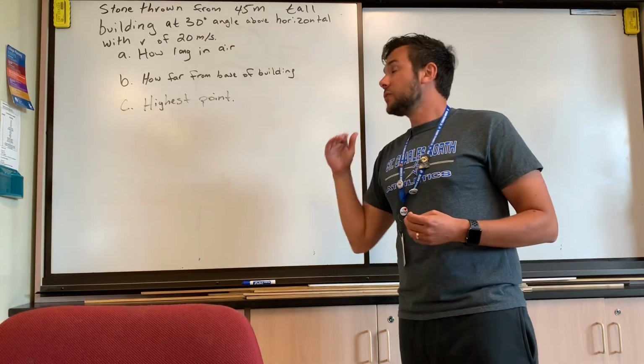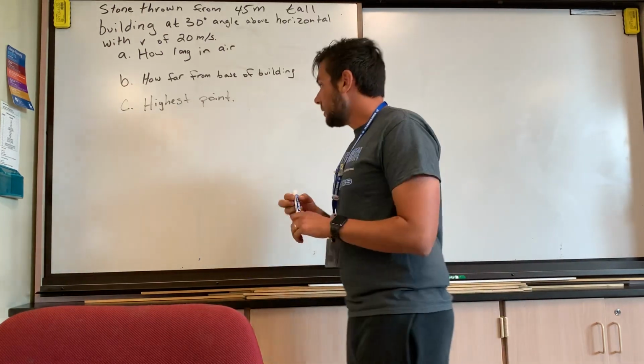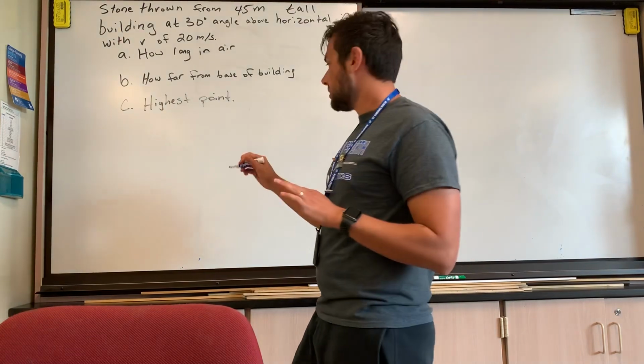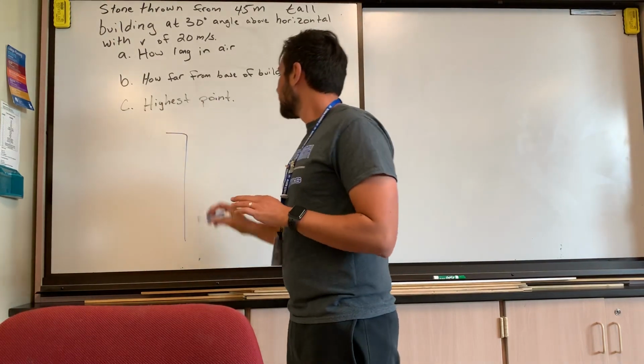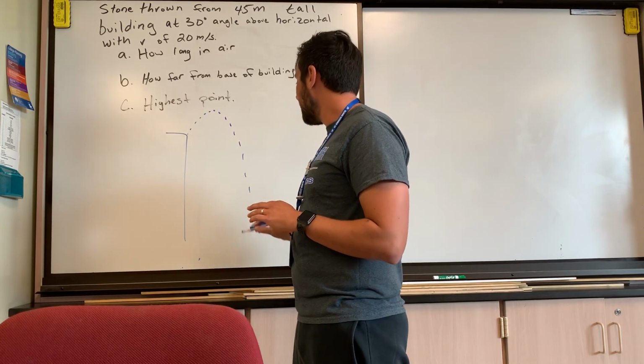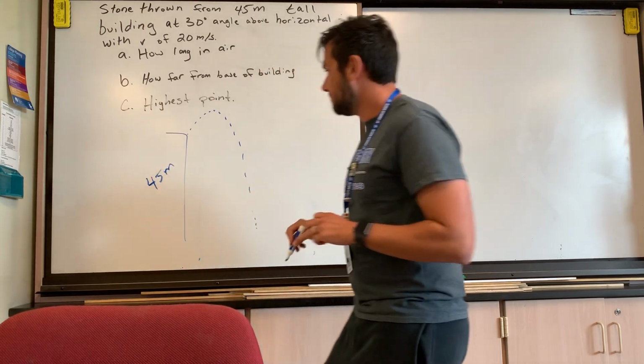So we've got a stone being thrown from a 45-meter tall building at a 30-degree angle above the horizontal with a velocity of 20 meters per second. Let's diagram this to start off with because that helps us visualize the process. We've got a building here. We're going to throw the stone up, and then it's going to fall back down. And this height is 45 meters.